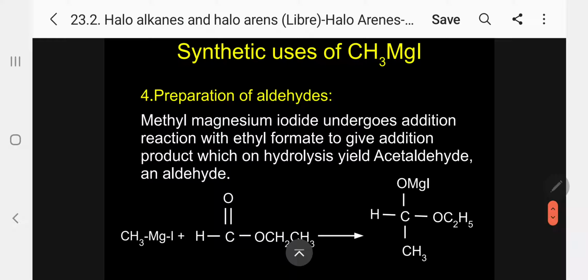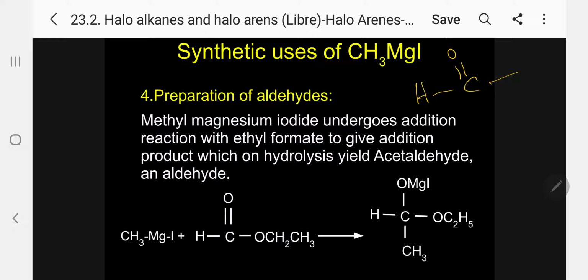Aldehydes. Using this Grignard reagent is very, very important. For aldehyde, what we need is this group. This is the aldehyde group. Kindly follow. So, what do you have to use? You have to take the reagent containing this.